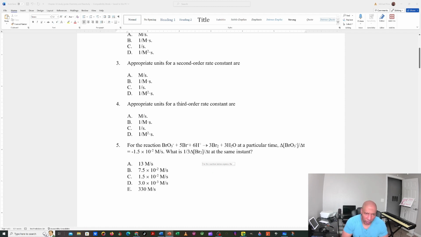Number 4, the appropriate units for a third order rate constant. Again, we know 3 minus 1 is 2, so it's going to be M to the minus 2, s to the minus 1. And of course, since the exponents are negative, those terms are in the denominator. So it's going to be 1 over M squared times s. So the answer to that is going to be D.